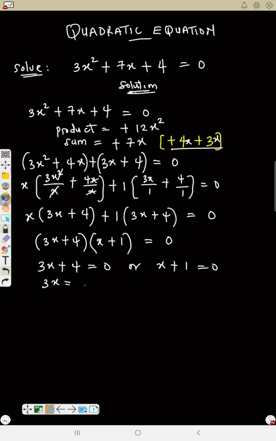So 3s is equal to minus 4. This is plus, but by going there, it will be minus. Or s is equal to minus 1, as this one crosses over, it will be minus.